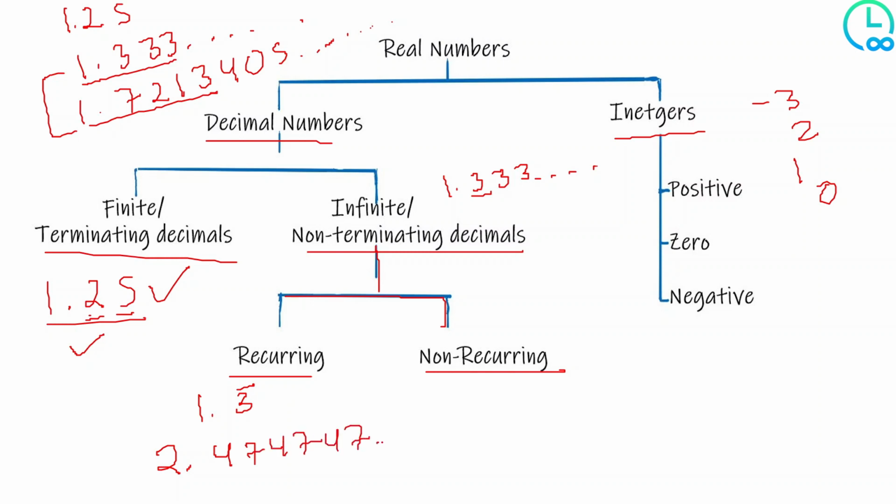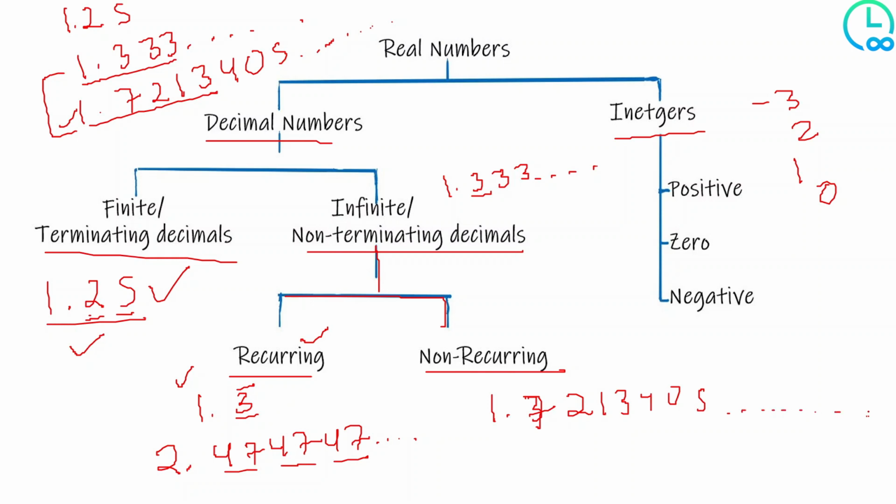It is repeating till infinite. So in this you can see a pattern. Here 3 is repeating till infinite, here 47 is repeating till infinite. So there is some pattern. So these types of numbers are called recurring numbers. Whereas in this example, 1.7213405, some random numbers are going on till infinite.